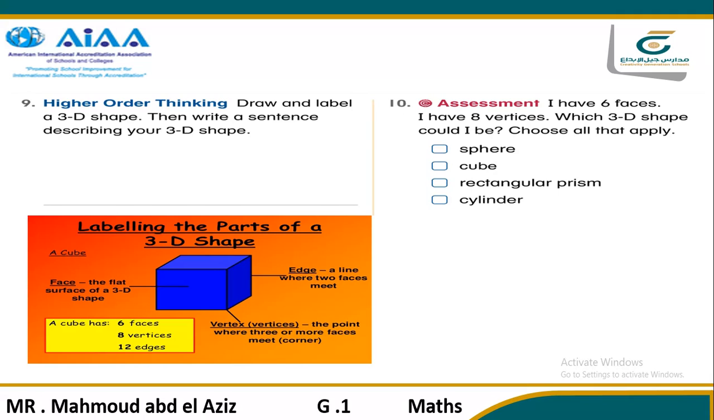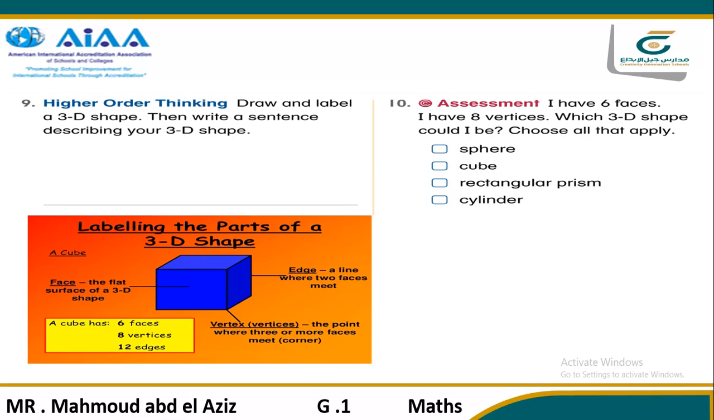Another question, number 10. I have 6 faces and I have 8 vertices. Which 3D shape could I be? Choose all that apply. That means I will choose 1 or 2 or 3, or I will choose all of them.